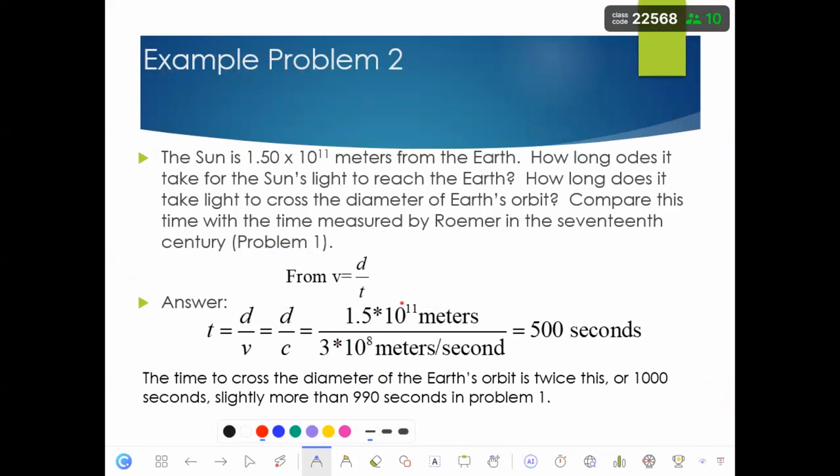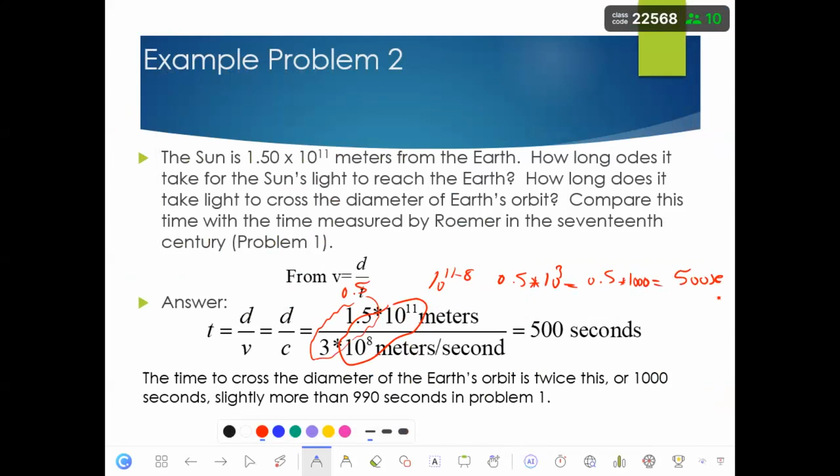10 to the power of 11 divided by 10 to the power of 8, these two you can divide together. It's going to be 10 to the power of 11 minus 8. And 1.5 divided by 3 is going to be 0.5. Good. So it's going to be 0.5 times 10 to the power of 3, which means 0.5 times 1,000. Yes, it will be 500.